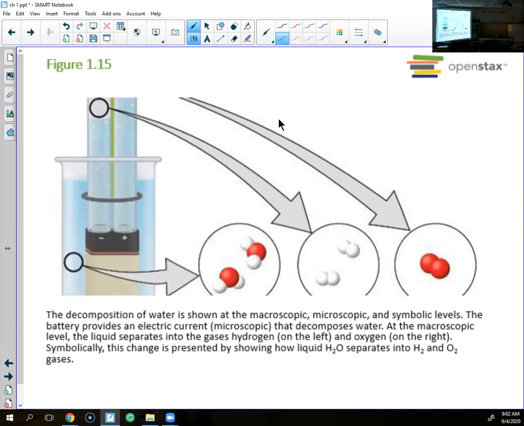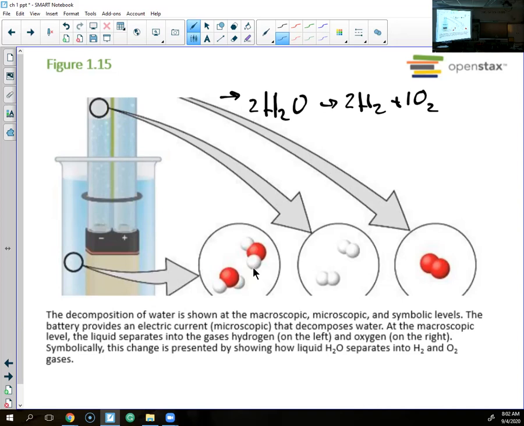The symbolic would just be H2O. And then your arrow to H2 and O2. That would be the symbolic, where we write out the symbols. And then we'll just kind of get in the habit of balancing it. We need 2 oxygens, so I put a 2, 2, 1. Now, you don't have to know how to do that yet, but you will soon.